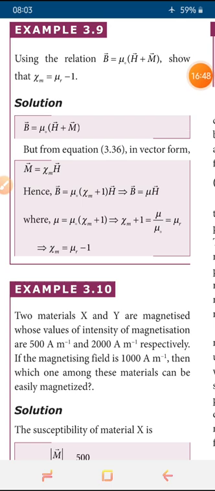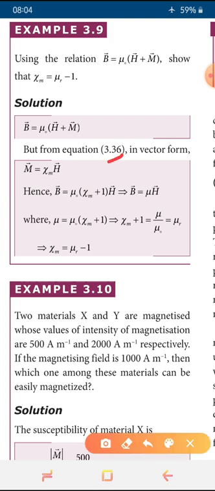The next sum is example 3.9. Using the relation B vector is equal to mu naught of H vector plus M vector, show that xi m is equal to mu r minus 1. How to prove? The formula is given in the question itself: B vector is equal to mu naught of H vector plus M vector. But the equation number given here, 3.36, is wrong. Change it to 3.33. From equation 3.33 in vector form, we can write M vector is equal to xi m H vector.